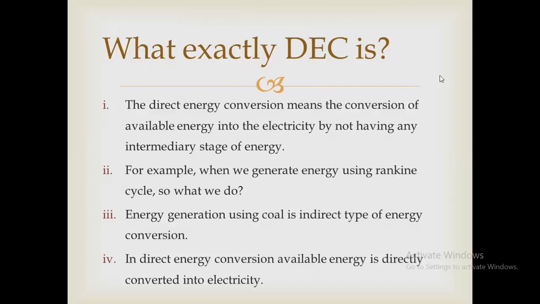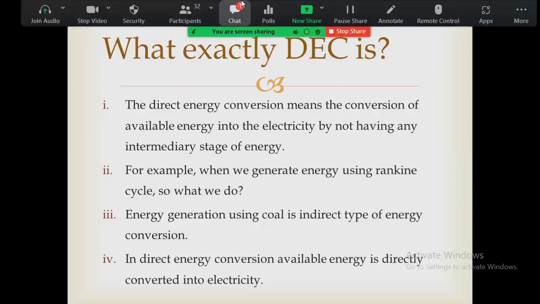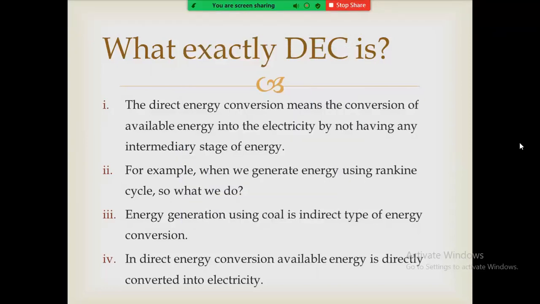Or take batteries: we charge the batteries and can utilize the charged batteries for electricity purposes. This is also one type of example, where chemical energy is converted into electricity. Direct energy conversion means we are not doing any other process. Whatever available energy is there is converted directly into electricity.